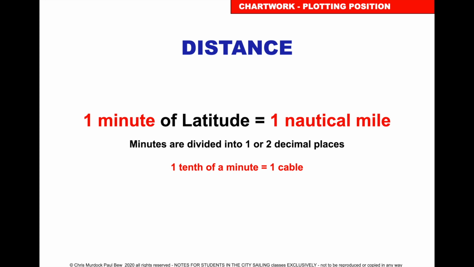So, one minute of latitude. Each degree, north or south on your latitude, is divided up into 60. One of those 60ths is called a minute, and one of those is a nautical mile. So if we travel north or south 60 miles, we've travelled a degree.